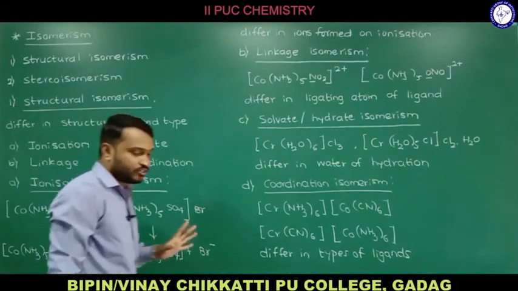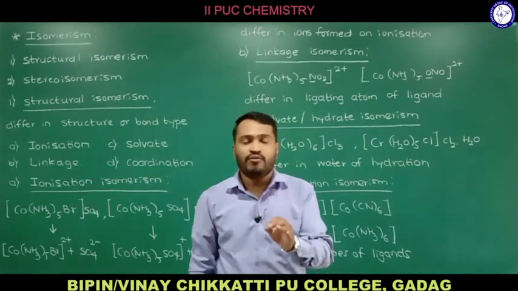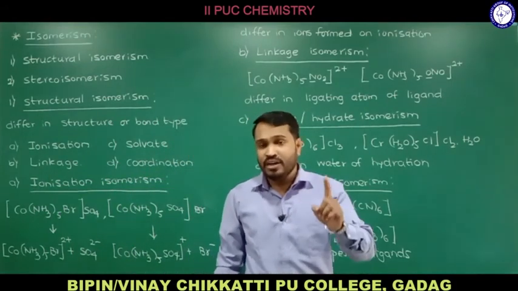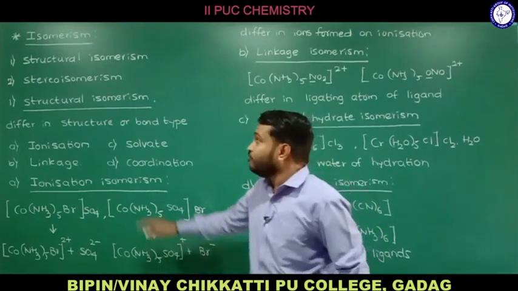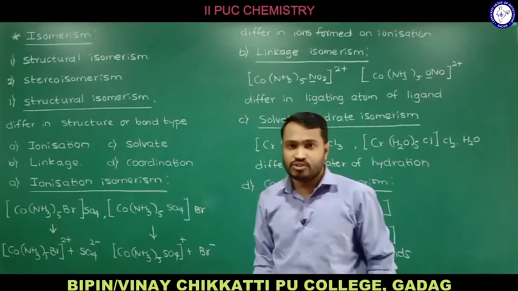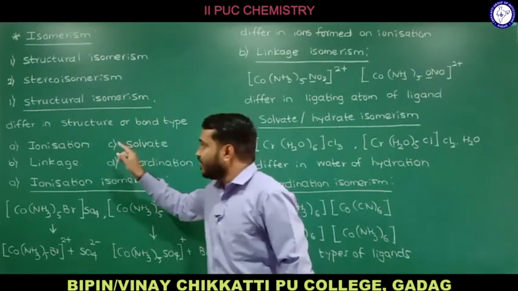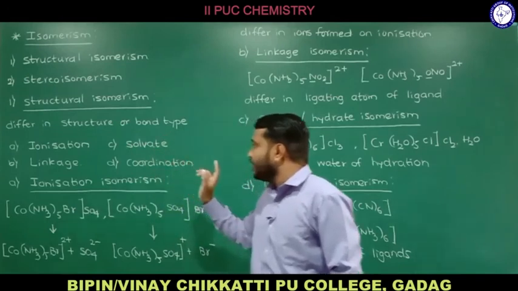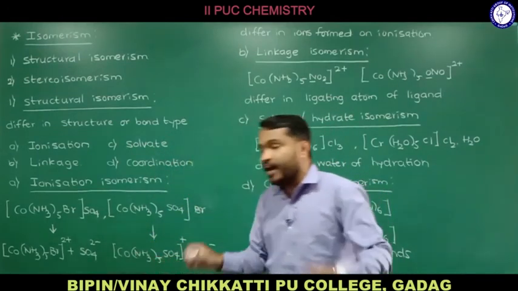So that is about the subtypes of structural isomerism, that is ionization, linkage, and solvate or hydrate or coordination isomerism. Remember that in all these cases the molecular formula of complexes will be the same, but only the change will be in bond type. Because of that reason we call it structural isomerism. Bond type will be of four different types: ionization, linkage, solvate and coordination.